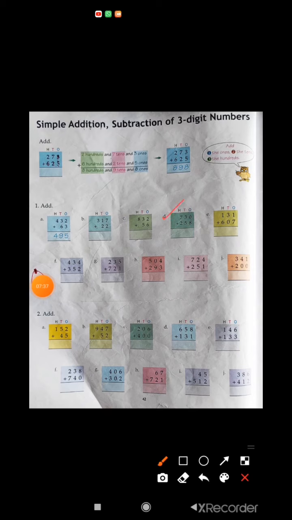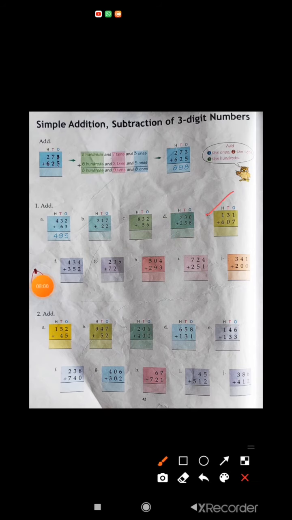D part. The question is 730 plus 258. Add both the numbers together. This is simple addition. 0 plus 8 is 8. Now add the tens. 3 plus 5 is 8. Add the hundreds. 7 plus 2 is 9. The answer is 988.